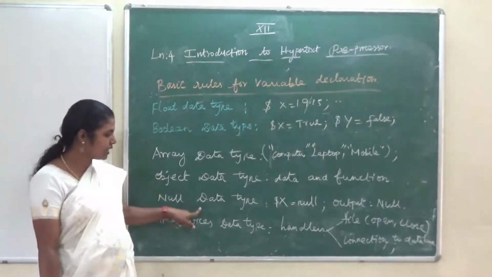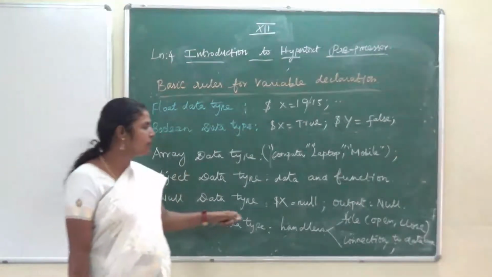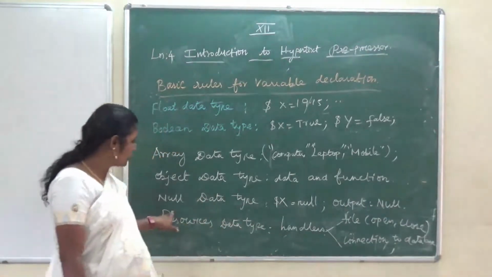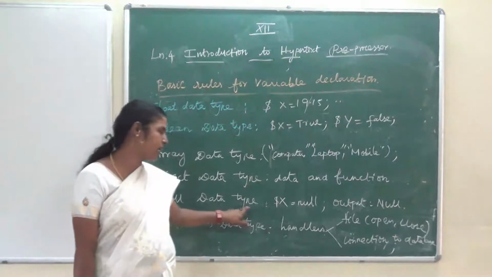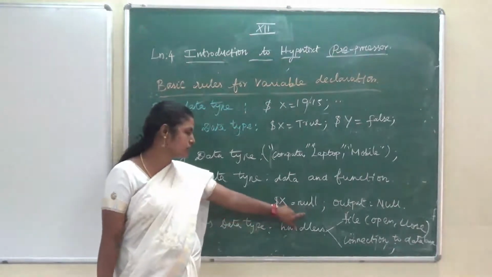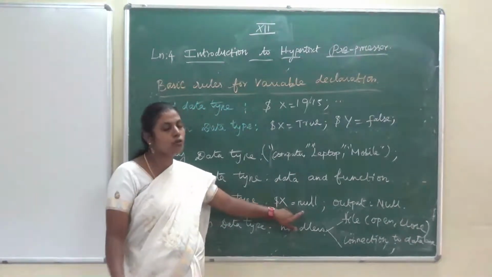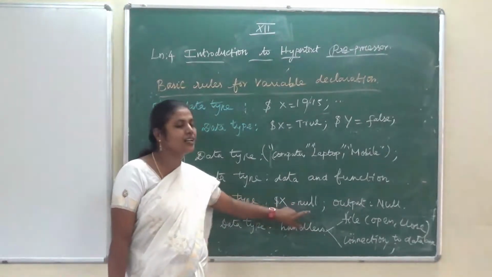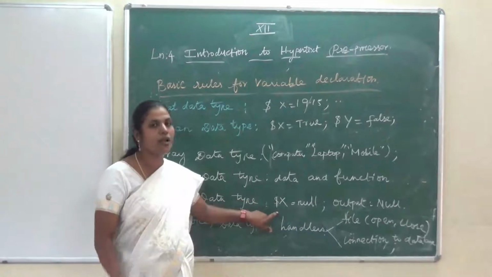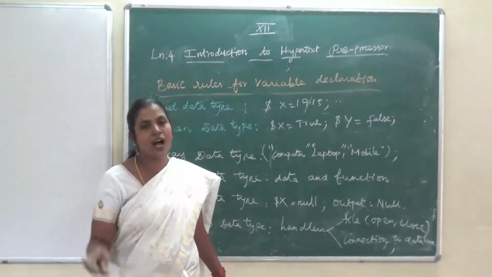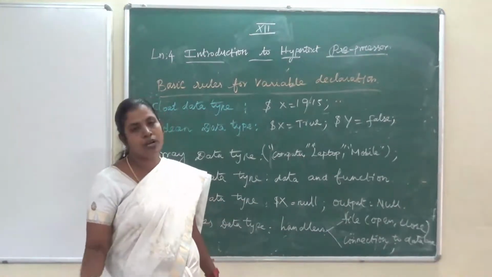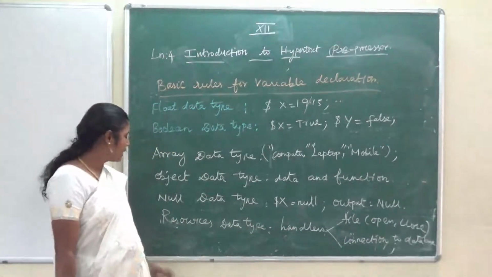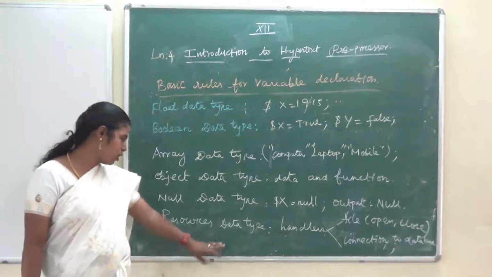Next one, null data type. In our program, if we want to specify a null value, in that situation we can use the null data type. For example, x is equal to null. After the execution of the program, it provides the null result for the x variable. When we want to specify that the output is null in a program, we can use the null data type.